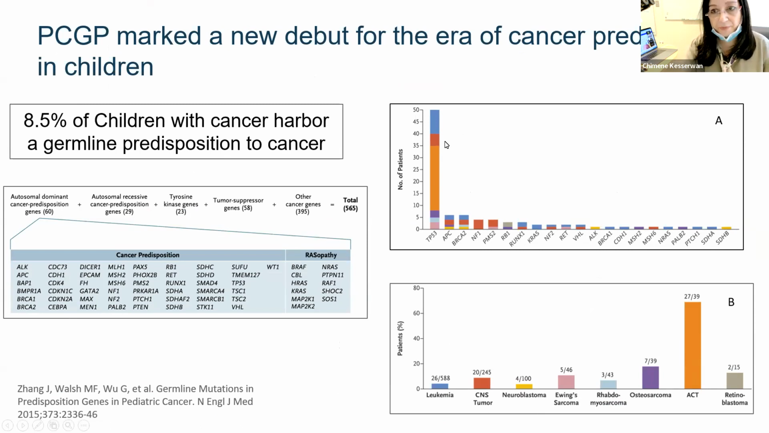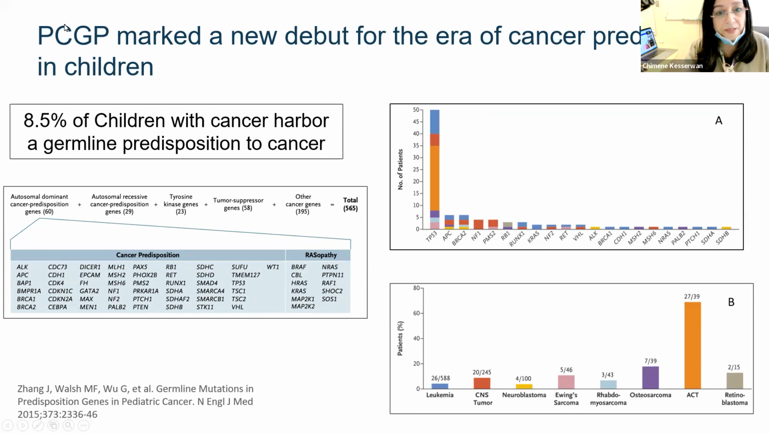It is a landmark paper by the St. Jude team, by Jinghui Zhang, Michael Walsh, Gang Wu, and other authors, where they looked at cancer predisposition in children, and they did find that 8.5% of children with cancer harbor a germline predisposition. What they did is that they looked at some 565 genes in the germline. Of these 565, 60 are associated with autosomal dominant cancer predisposition syndromes listed here.